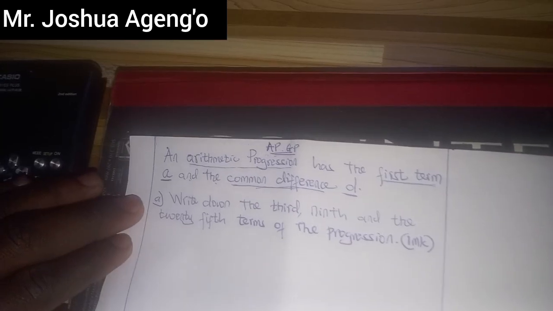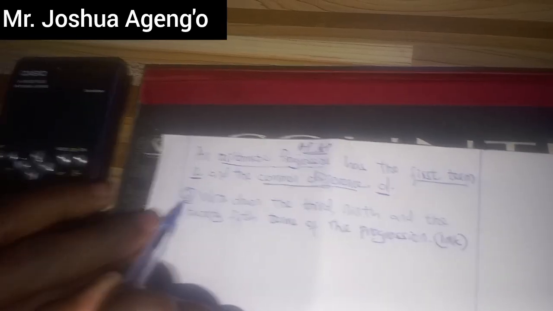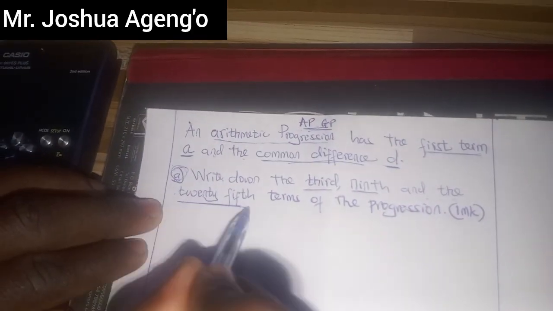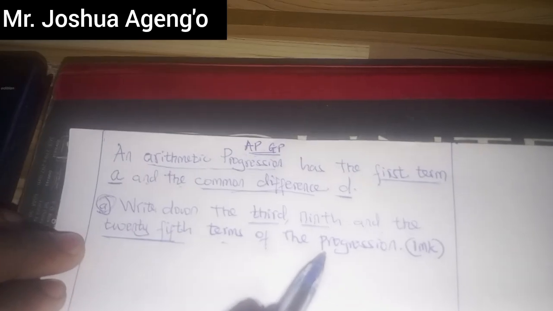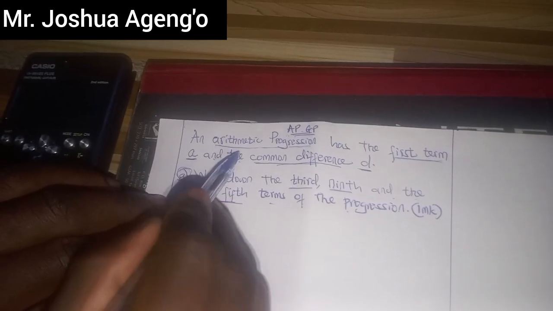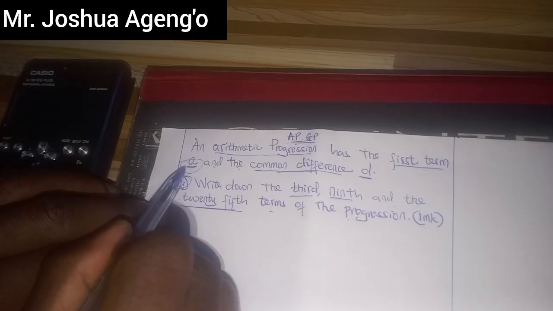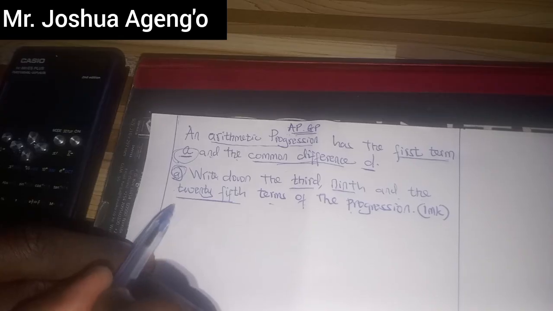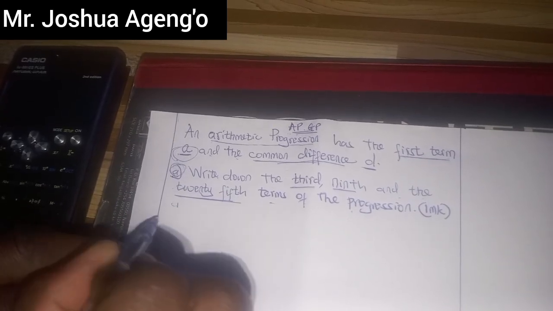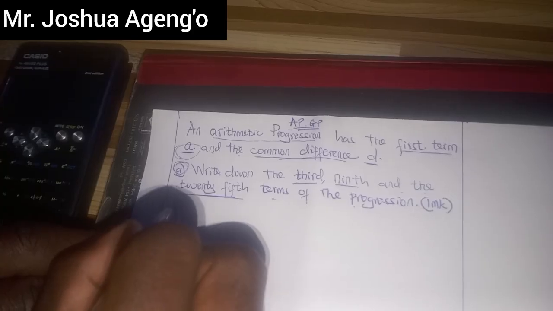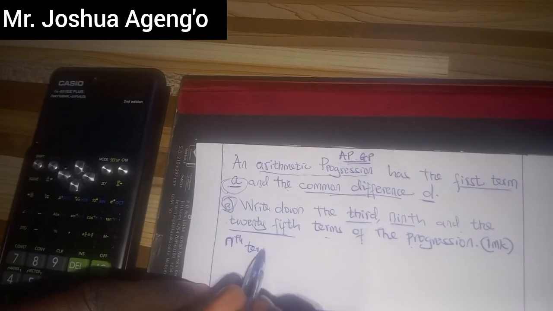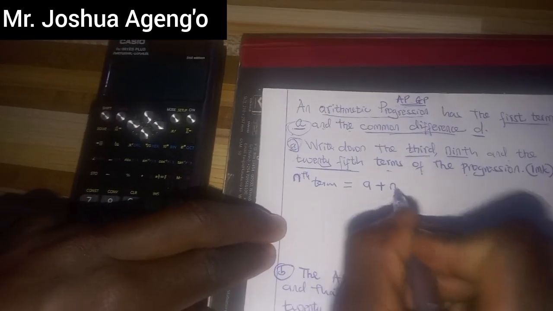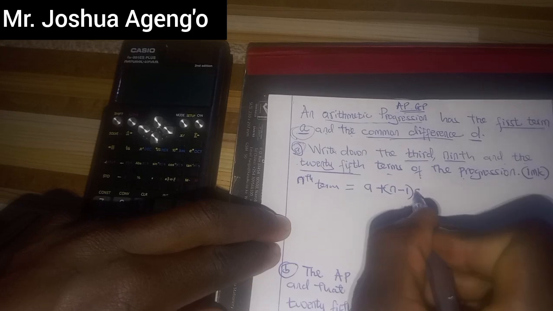Very, very important. Then the first part of the equation, write down the third, ninth, and the 25th terms of the progression. Mind you, we are talking about arithmetic progression. So the first term is A. And remember that we've said that an arithmetic progression must have what we call a common difference. If the first term is A, then for the nth term, normally we have the formula: the nth term in arithmetic progression is given by the formula A plus n minus 1 d.